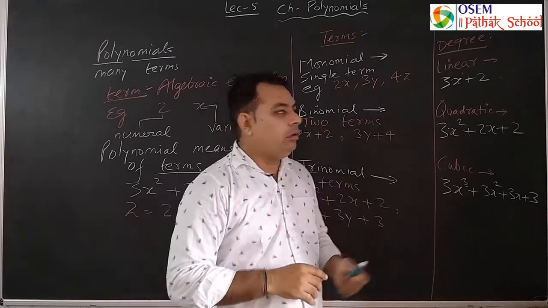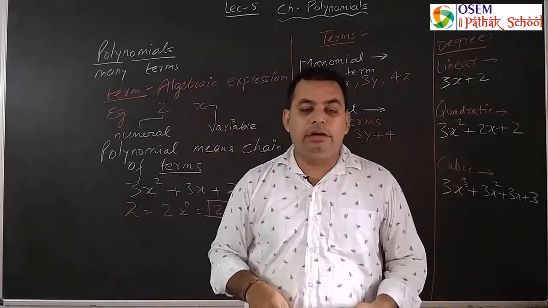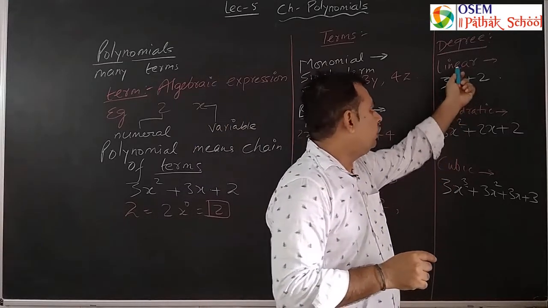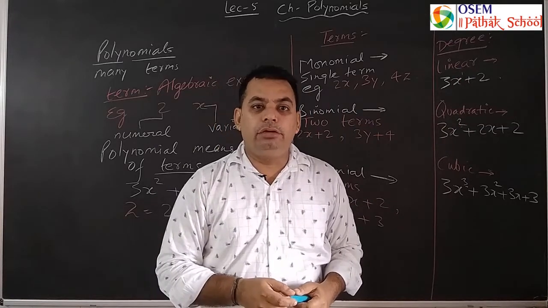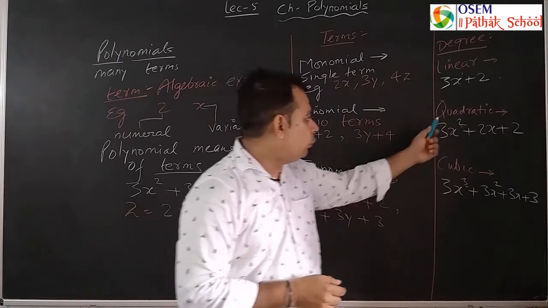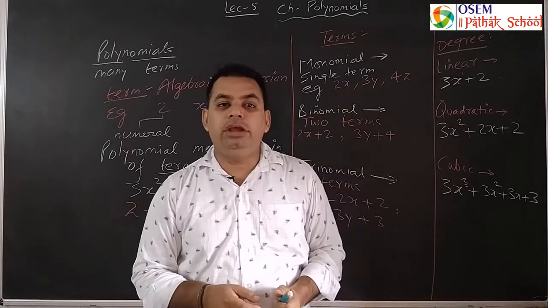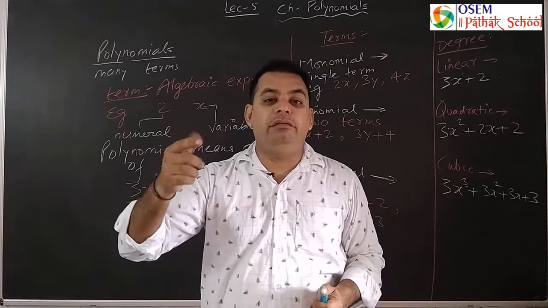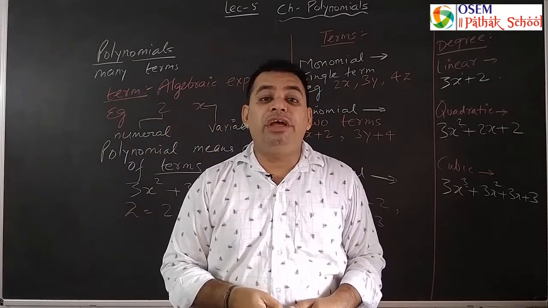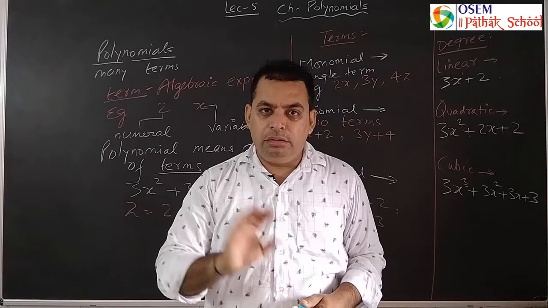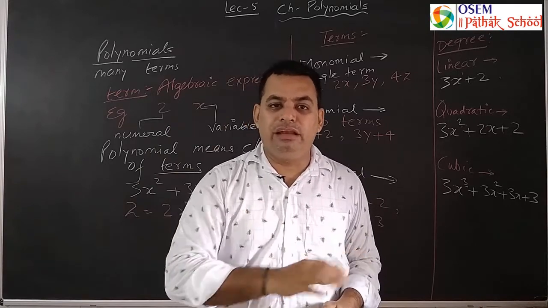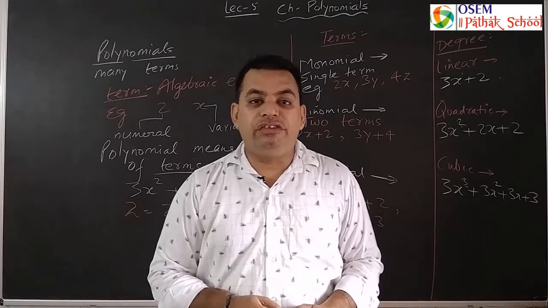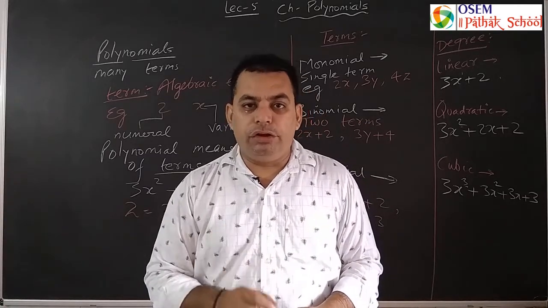Now about the degree, or the power. A polynomial having one power will be known as linear. A polynomial having two power will be known as quadratic, and a polynomial having three power is known as cubic. But a polynomial having a power of 4 is known as biquadratic polynomial. This is not in your syllabus, but you should know a polynomial having a degree of 4 is known as biquadratic. Hope you have understood these things.